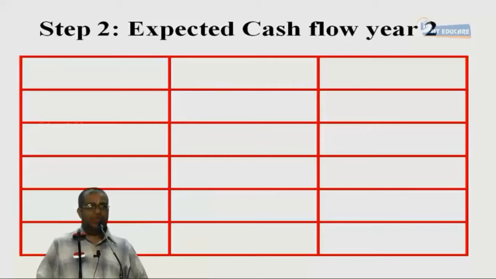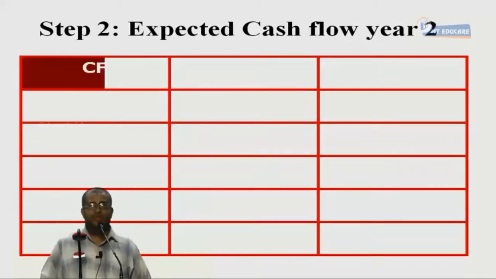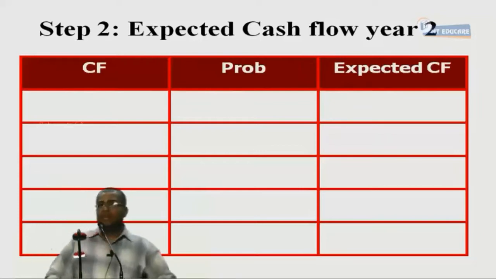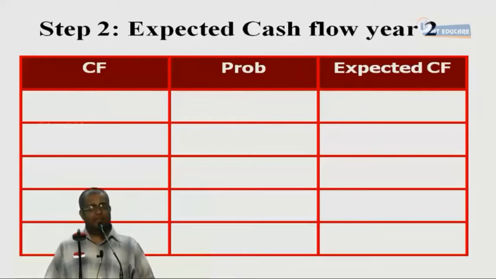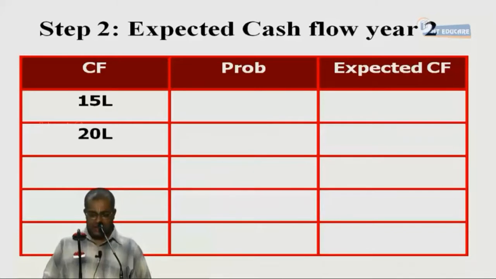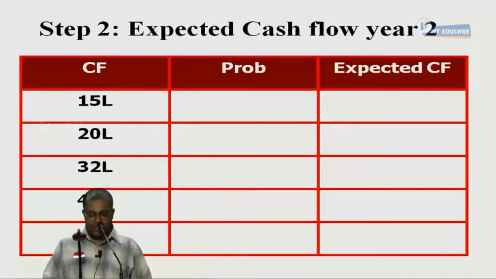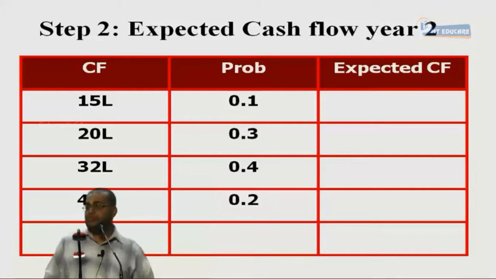Step 2, expected cash flow year 2. Cash flow, probability, and then expected cash flow. Okay. What are the possible year 2 cash flow? Can be 15 lakhs, 20 lakhs, 32 lakhs, 45 lakhs. Probability is 0.1, 0.3, 0.4 and then 0.2.